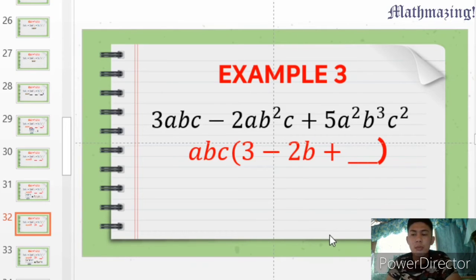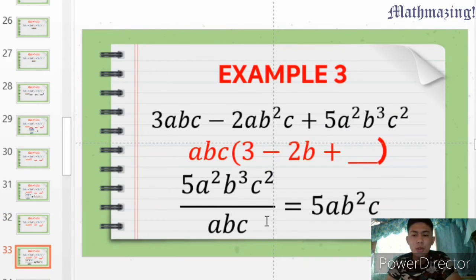Okay, so third naman, we have 5A squared B cubed C squared. We have to divide it by our GCF. So 5 divided by 1, the answer is 5. A squared divided by A, the answer is A raised to 1, or A. B cubed divided by B, the answer is B squared. And C squared divided by C, the answer is C. Ngayon, ito yung result natin, ito yung ilalagay natin.